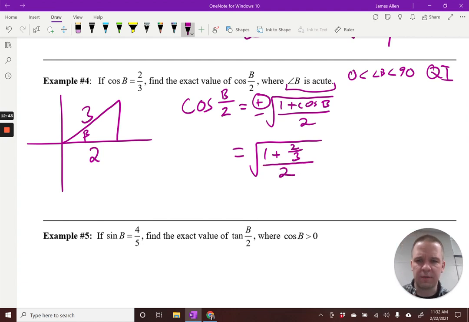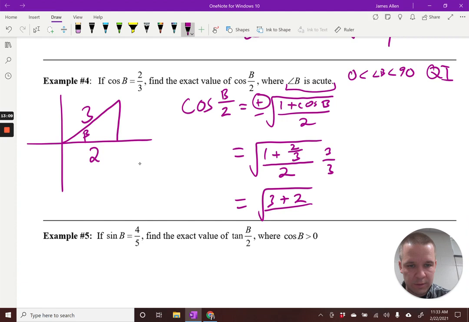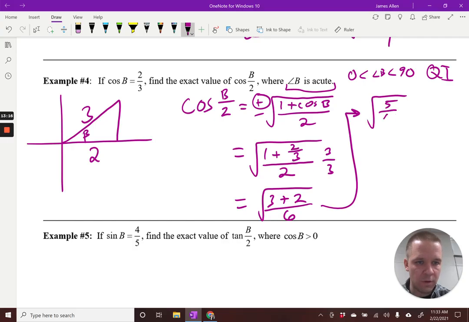All over 2. I feel like I said 3 over 2 at some point. I didn't mean to if I did. So I've got cosine of b is 2/3. Now what do we do? Well, how about we multiply by a clever form of 1. If I multiply by 3 over 3 inside there, I'm going to end up with 3 plus 2 all over 6. So that means I have the square root of 5 over 6.